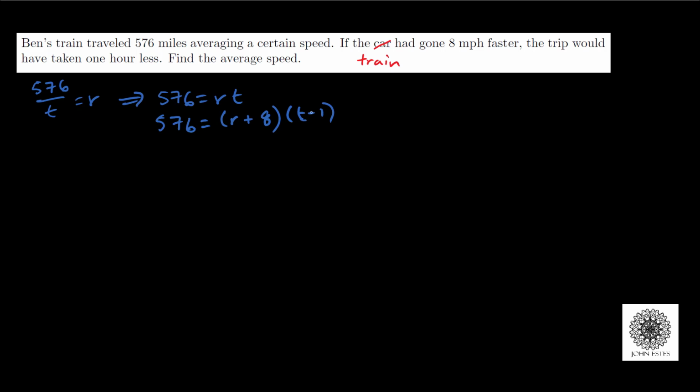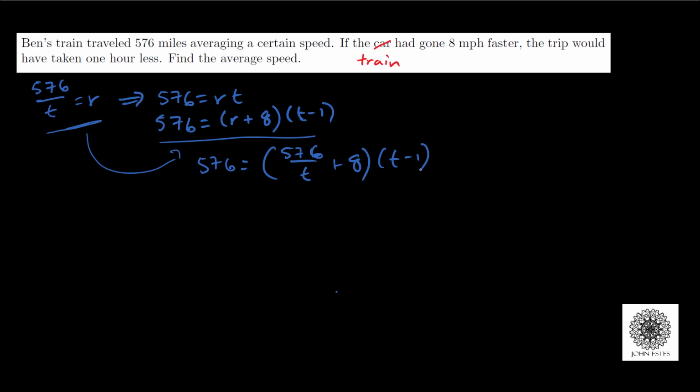So I know that 576 equals rate times time. I also know that 576 equals R plus 8 times t minus 1. Okay, and actually here what I'm going to do is use substitution to eliminate the variable R in this expression here. So what I mean by that is I'm going to say that 576 equals, instead of R plus 8, I'm going to say 576 over t plus 8 times t minus 1.